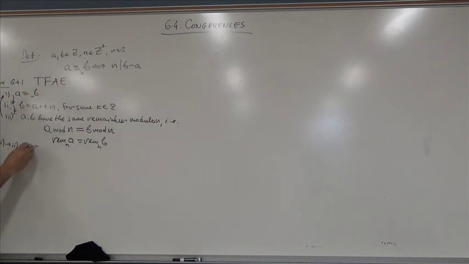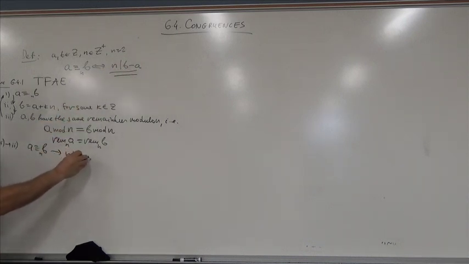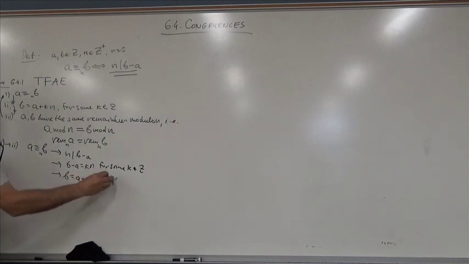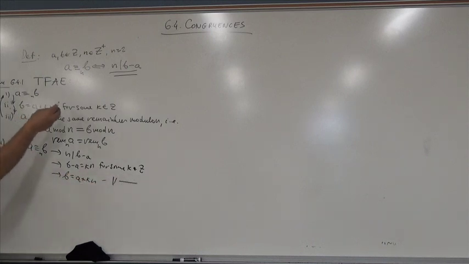So assume A is congruent with B modulo n. By definition, that means n divides B minus A, which by definition of divisibility means B minus A equals K times n for some K in Z. Solve for B: B equals A plus Kn for some K in Z. That's exactly what 2 says.